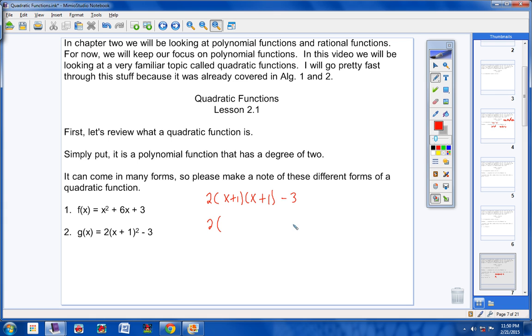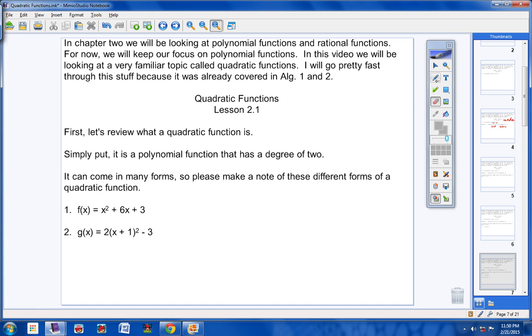Okay, first of all, x plus 1 times x plus 1 would be x squared plus 2x plus 1. And then take your 2 and multiply it through. 2x squared plus 4x plus 2 minus 3. 2x squared plus 4x minus 1. So when I simplify this entire right side, it equals this. And this is obviously a quadratic function because the highest power is 2. Thus, it is a second degree polynomial function.